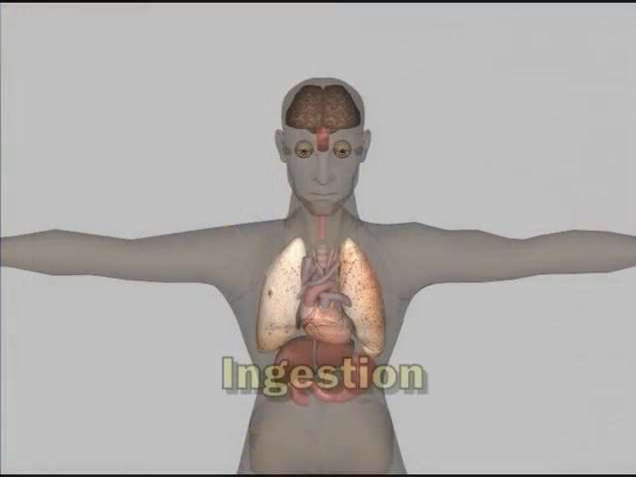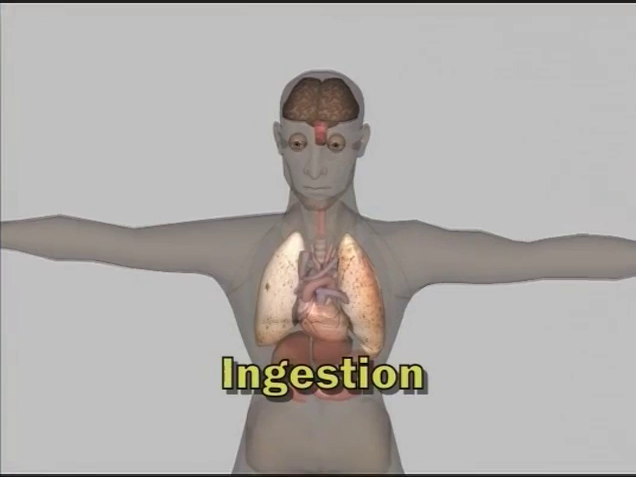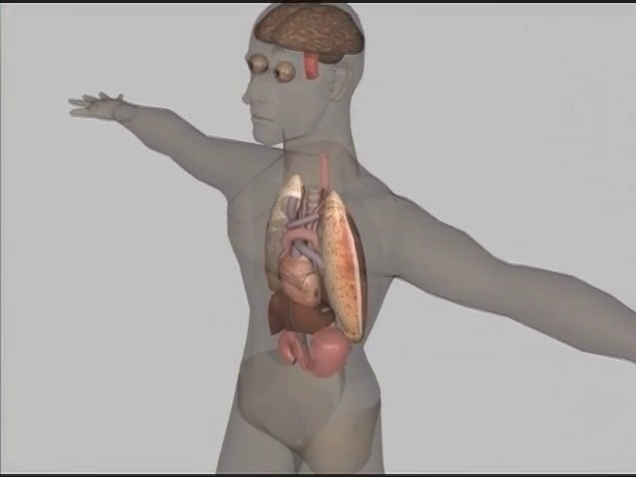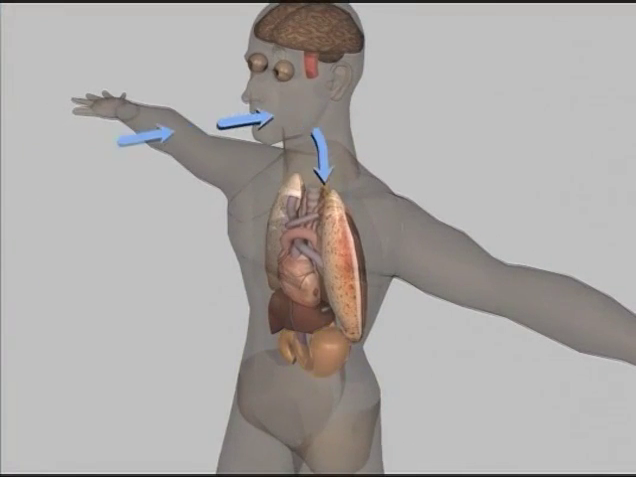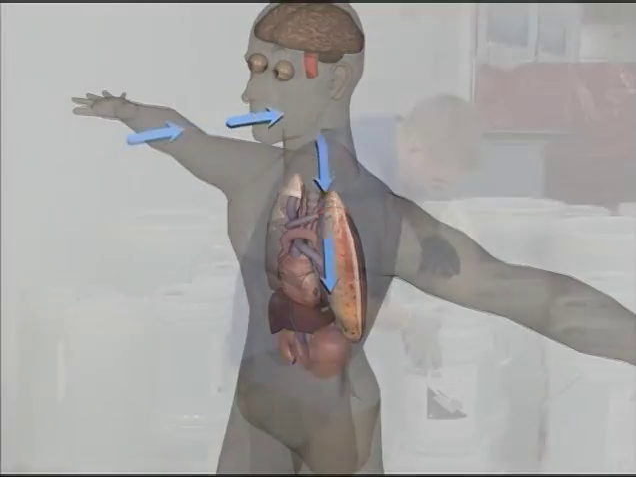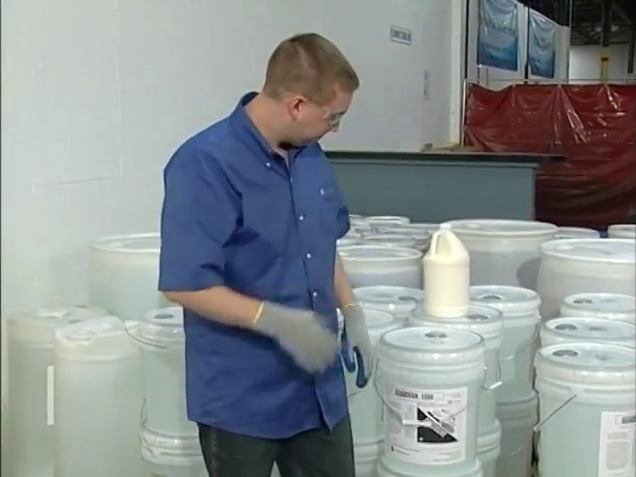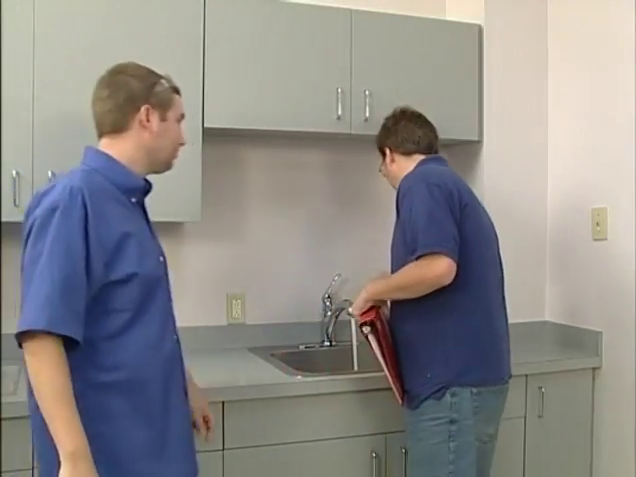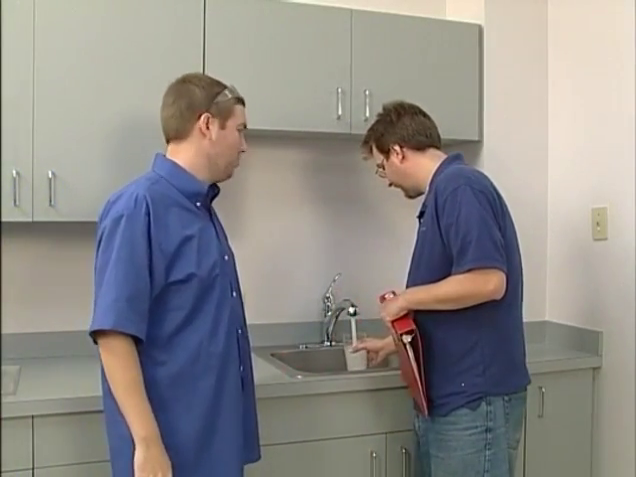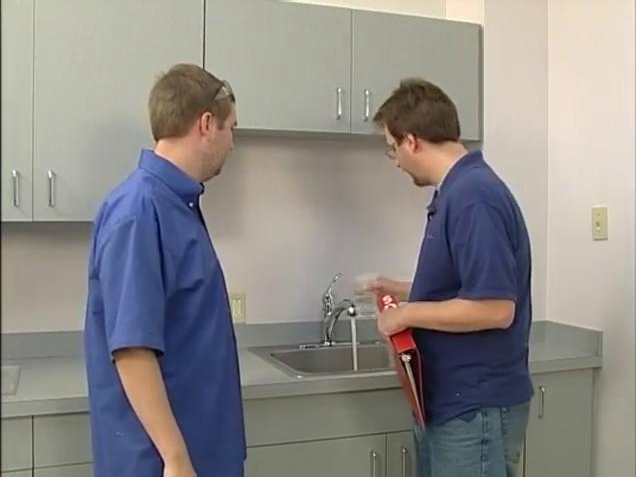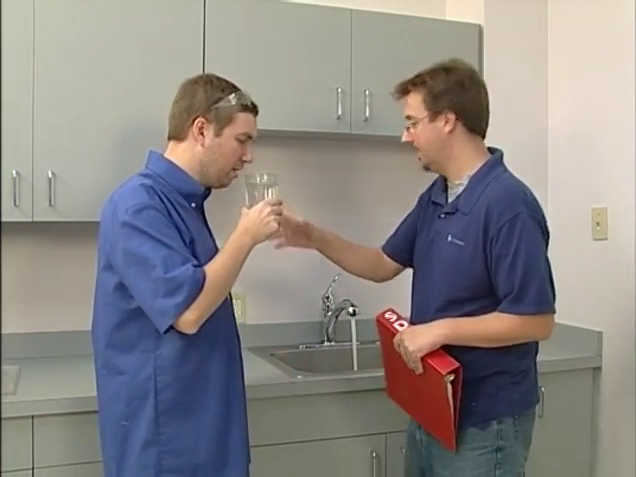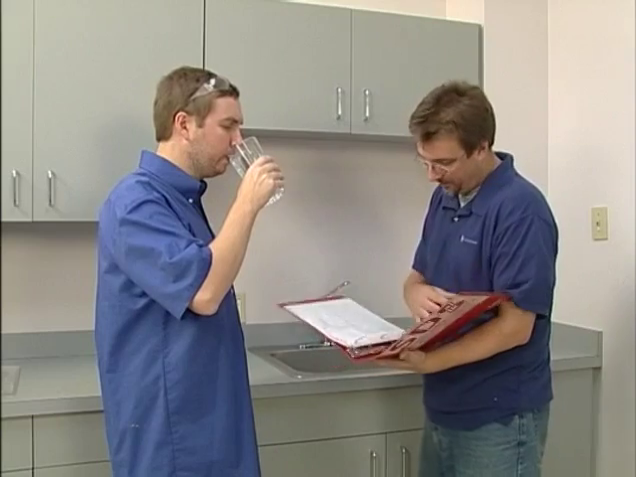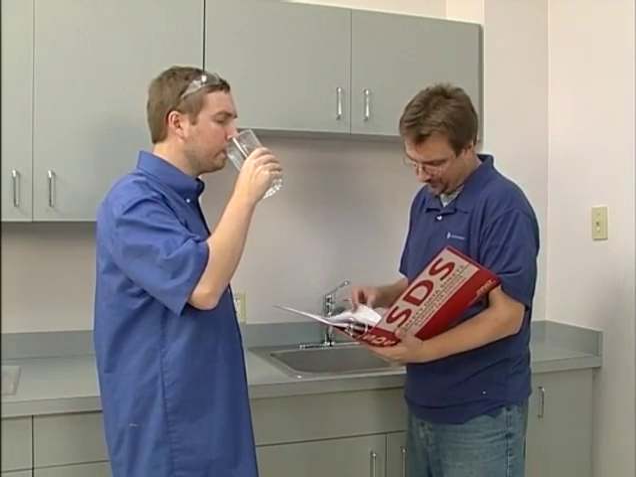The third route of entry is ingestion or swallowing and can be extremely dangerous. This can happen if you eat food that has been contaminated with a hazardous material, or if you accidentally transfer a material to your mouth or face with your hands. If this occurs, consult the SDS immediately. It may be necessary to dilute the chemical with water or milk, or induce vomiting. However, in some cases, vomiting may cause more damage, so read the SDS carefully.